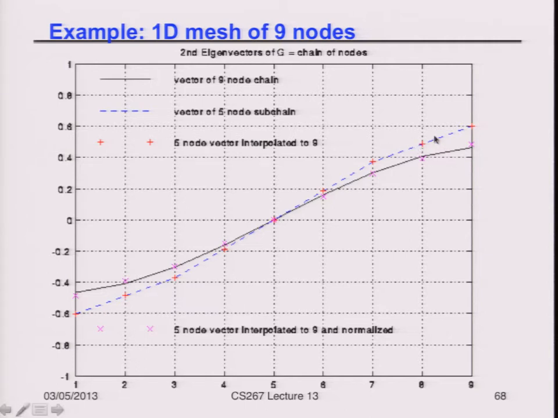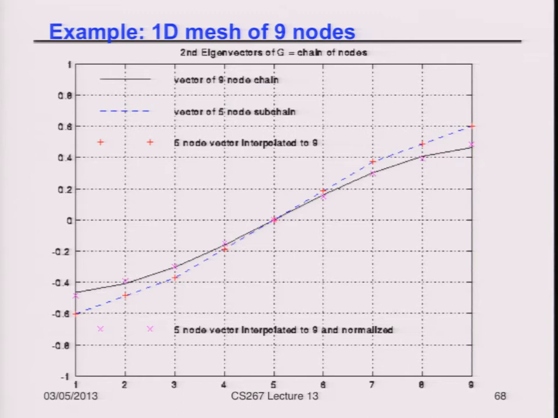And to see if that's a good approximation or not, let me renormalize it, so it has 2-norm 1. And then what I get is the purple x's. That's the normalized one. Let me compare that to the true eigenvector. That's the black line. So no surprise, the black line is the true 9 by 9 eigenvector, and it's pretty well approximated by the interpolated one. So that's going to be my initial guess.